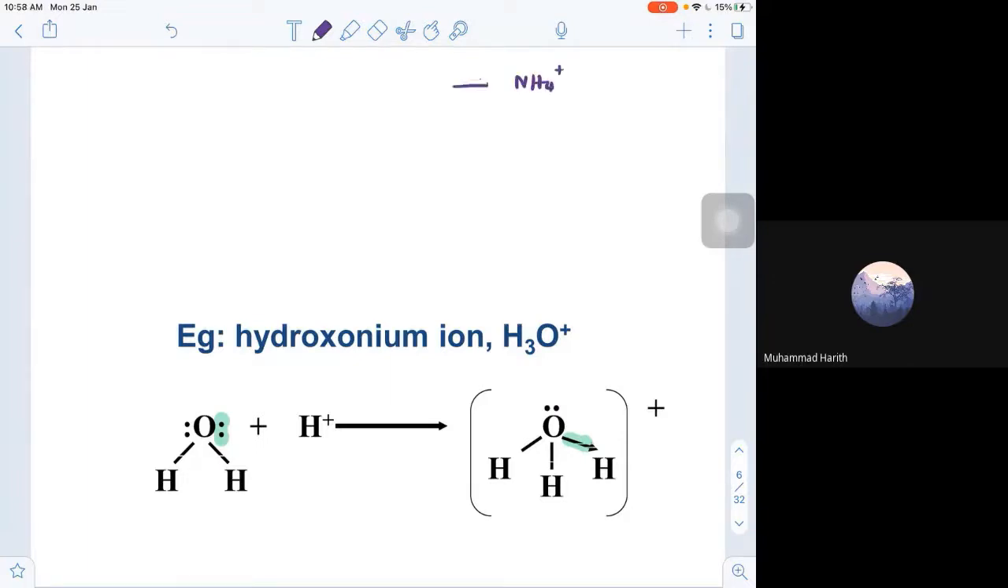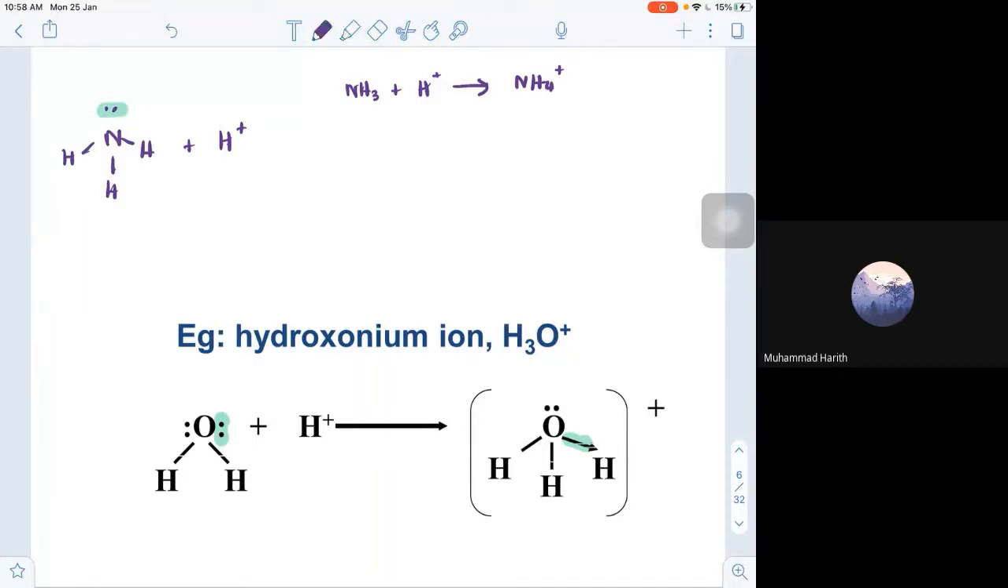It is formed by the reaction between ammonia and H plus. So you have to be able to show the formation of this dative bond by drawing the Lewis structure of the ammonia. Ammonia has 3 hydrogens attached to it and 1 lone pair, and it reacts with the H plus, which has no electron at all. So the ammonia will provide these 2 electrons to be shared with the hydrogen.